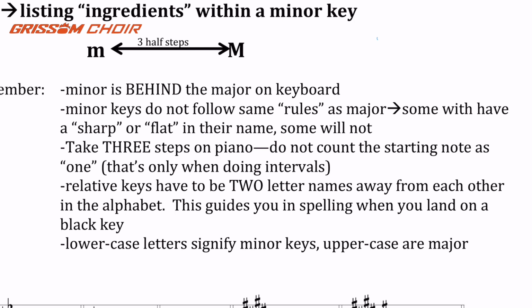Relative keys have to be 2 letter names away from each other in the alphabet. This guides you in the spelling when you land on a black key. Lowercase letters signify minor keys. Uppercase letters signify major keys.